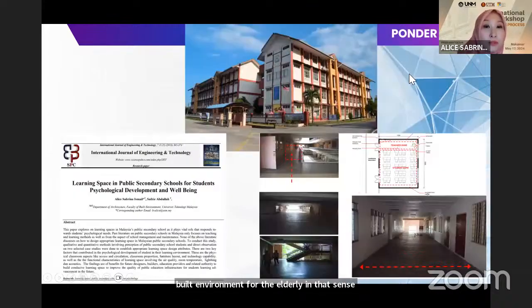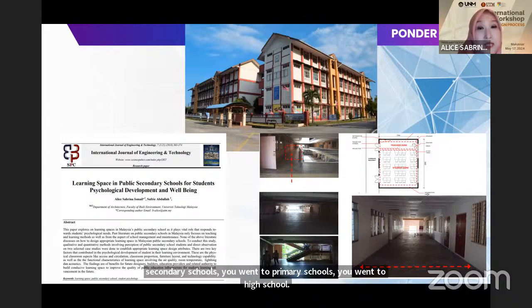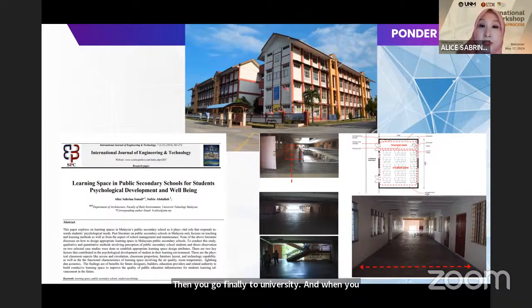Okay, another issue that I would like to bring forth this morning as an eye-opener to all is schools. Every one of us goes to school. You went to primary school, secondary school, high school, and finally to university. When we talk about school design, this is the most common typology because all of us go to school. In Malaysia, schools are designed in a very formal planning layout. School is important because it is where students get their basic education before they move on to become mature people in society.